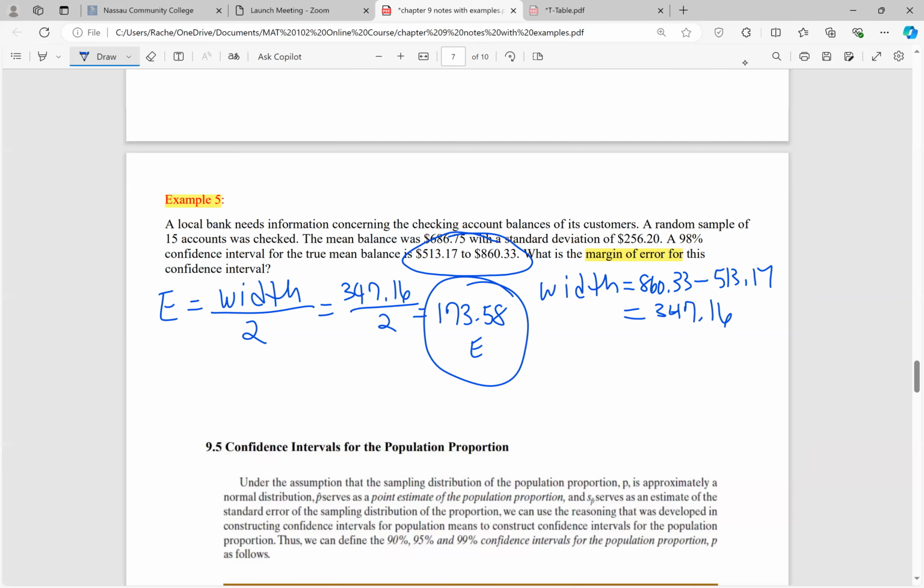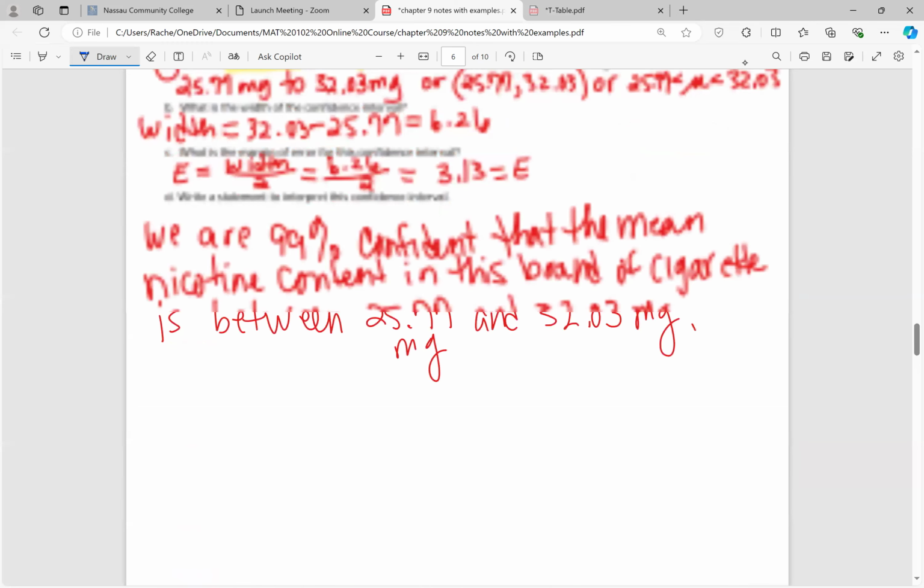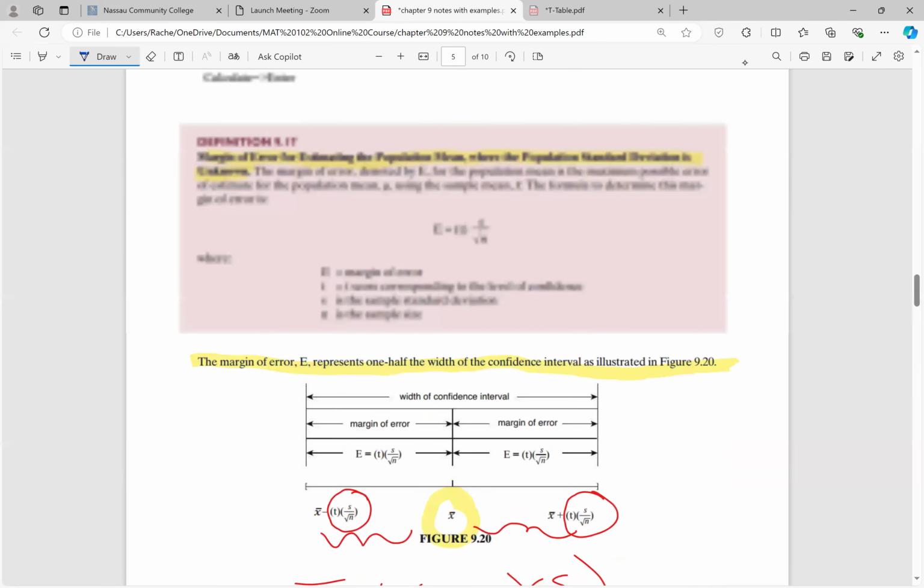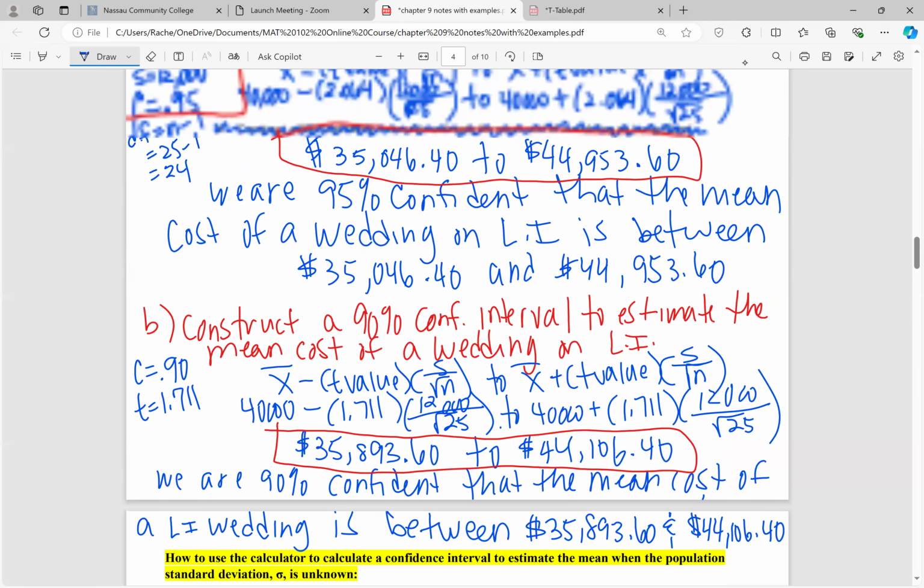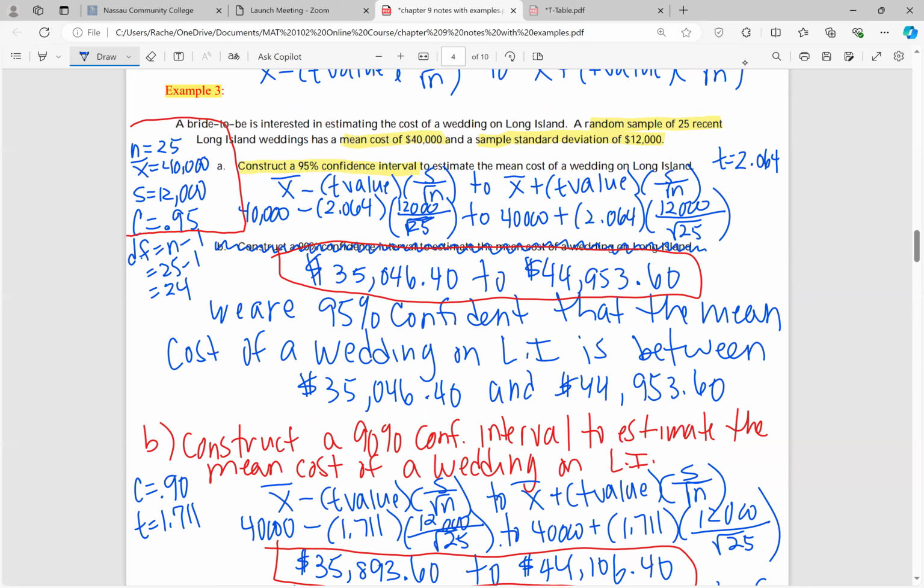So now let's just go back to the first confidence interval that we created when we did the formula by hand. And I want you to see what happens as we decrease the confidence level. So you see in part A, for example 3, the one where we were estimating the cost of a wedding on Long Island, when we constructed a 95% confidence interval, we ended up with $35,046 to $44,953, right? Now look what happens as we made the confidence level lower.